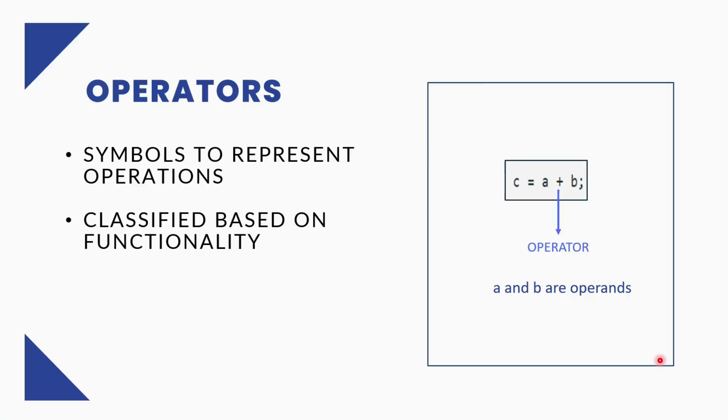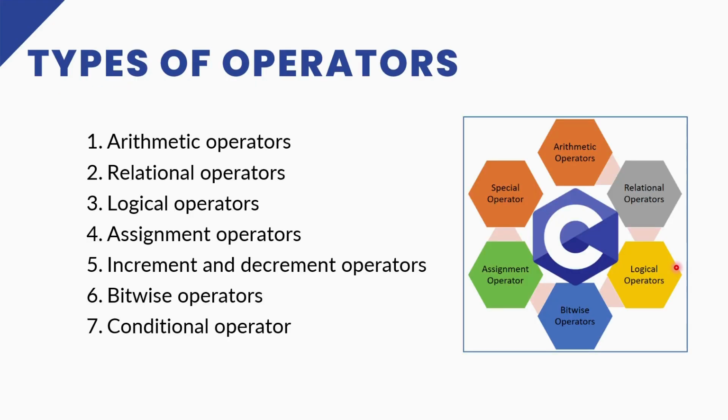Now what are operators? They are the symbols that represent operations to be performed on one or more operands. C language provides a wide range of operators which can be classified based on their functionality. Here is a simple example: C is equal to A plus B, where plus is the addition operator and A and B are the operands.